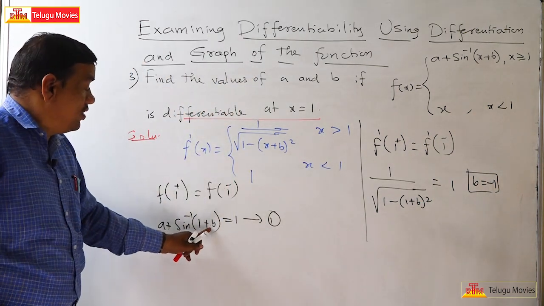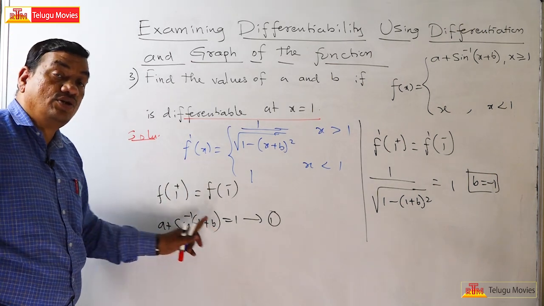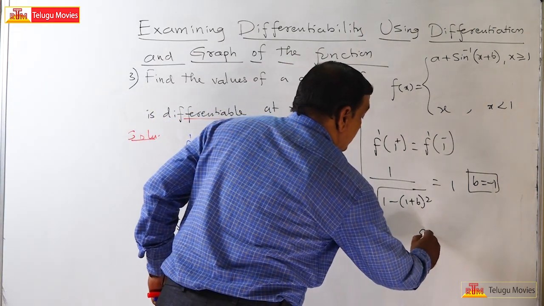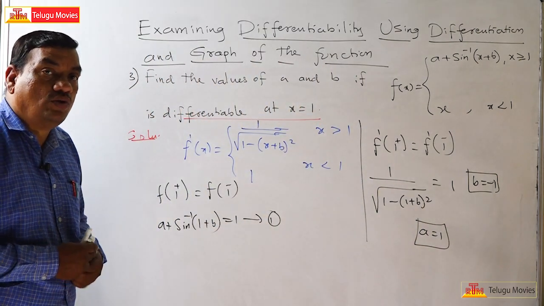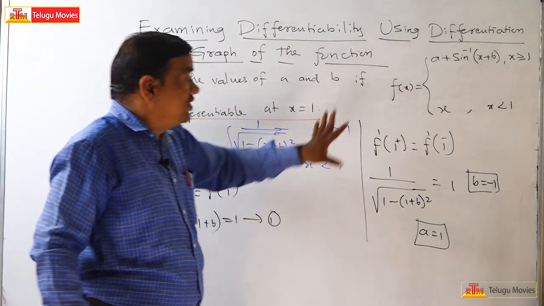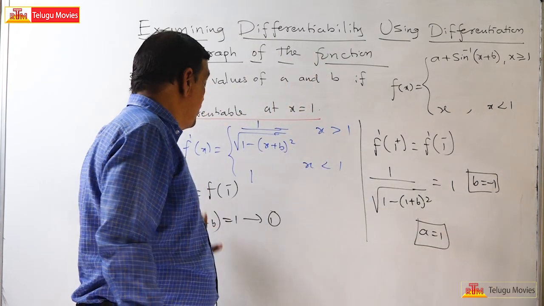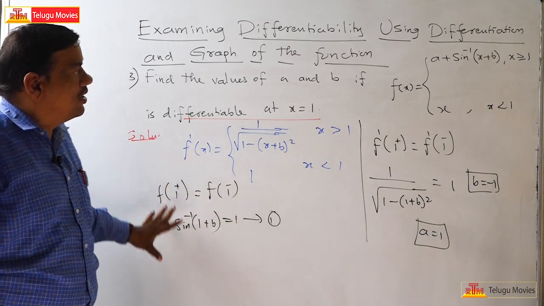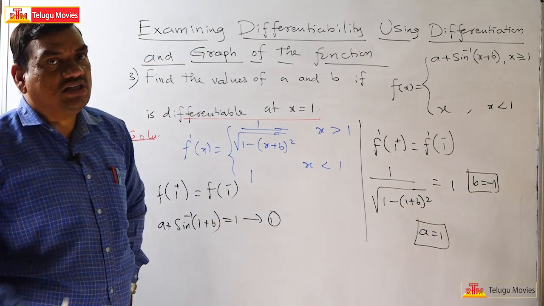Substitute the b value minus 1 here: 1 minus 1 is 0, sine inverse of 0 is 0. So a is equal to 1. So a equal to 1 and b equal to minus 1 are the right answers. Here we applied the continuity concept and the differentiability concept, and like that we can find the a value and b value. If problems of this type are given and you start the solution like this, the problem will be very easy. Okay, let us see one more problem.